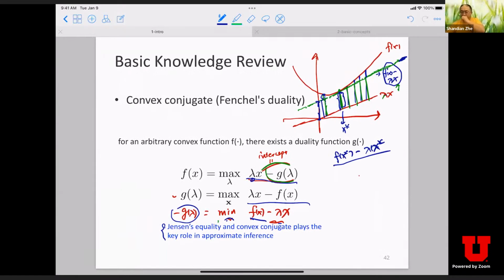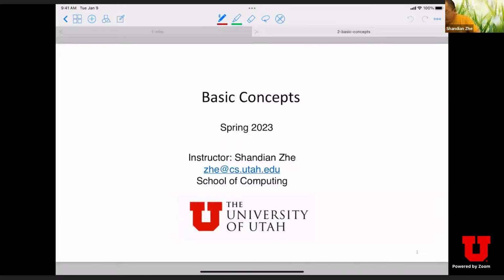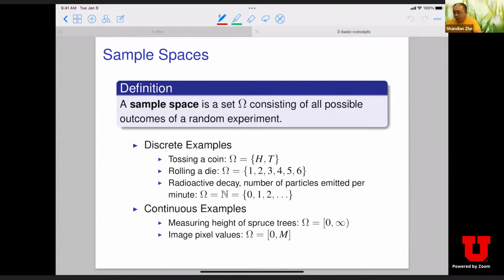Okay, so now we're going to proceed to basic concepts regarding probability. The previous discussion was mainly about convexity, matrix and vector derivatives, all that stuff, which seems not directly related to probability. So now we're going to review the basic concepts in probability. We're going to briefly introduce what a probability space is.